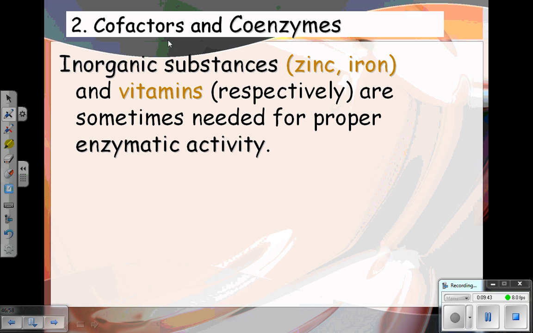And for me, I don't really care if you know the difference between them. But the idea is here you have something that the enzyme needs in order for it to work the right way. So cofactors and coenzymes are inorganic substances like zinc and iron, or vitamins that are organic, that are sometimes needed for proper enzymatic activity. So in other words, if you're really, really deficient in zinc, you'll have some enzymes that don't work the right way. If you're really, really deficient in, let's say, vitamin D, again, you're going to have some enzymes that just don't work very well.